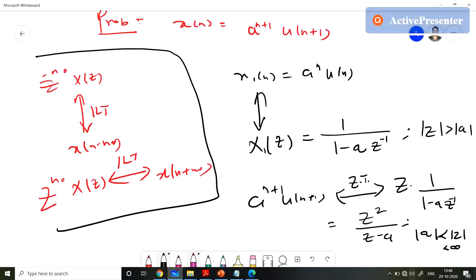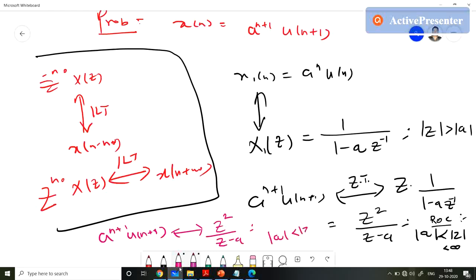So this is the ROC. So basically, a raised to the power n plus 1 u[n plus 1], the z transform is nothing but z square divided by z minus a, and the ROC is modulus of a less than modulus of z, and that should be less than infinity. So this is our solution.